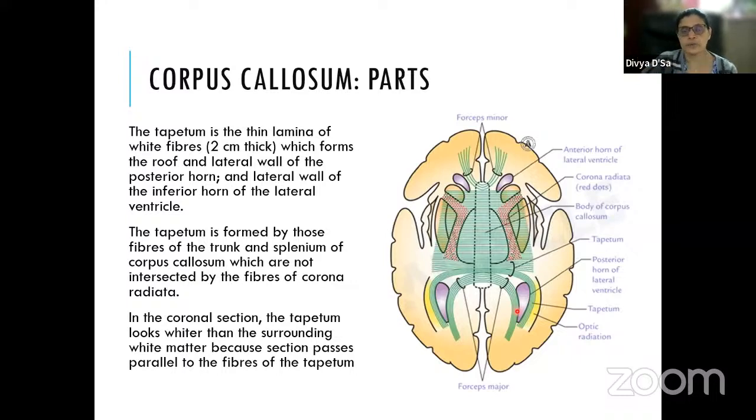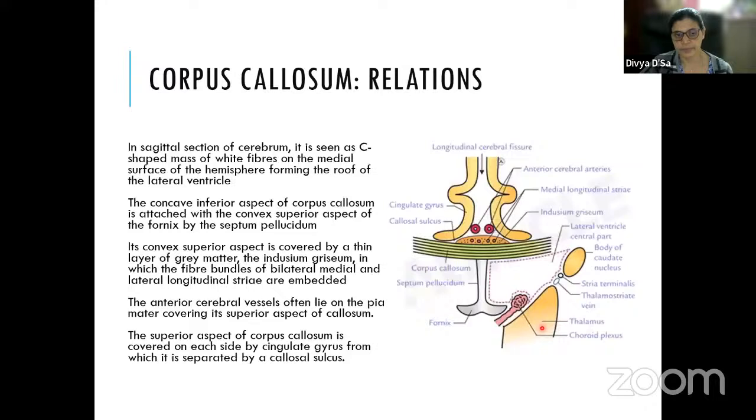Now, what is this tapetum? It is formed by those fibers of the trunk and splenium of corpus callosum which are not intersected by the fibers of corona radiata. So in coronal section, the tapetum looks whiter than the surrounding white matter because the section passes parallel to the fibers of the tapetum.